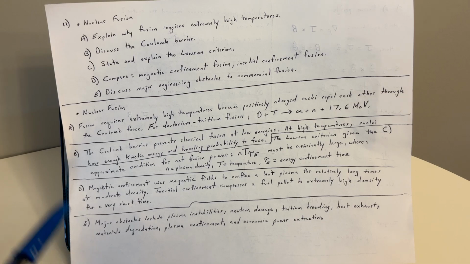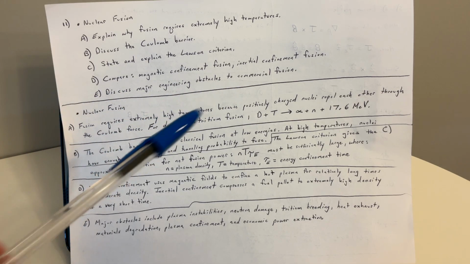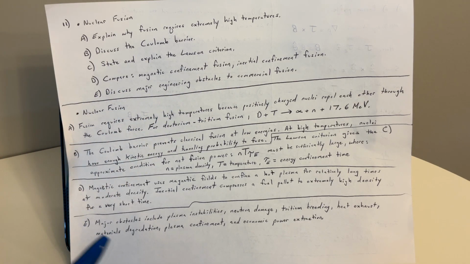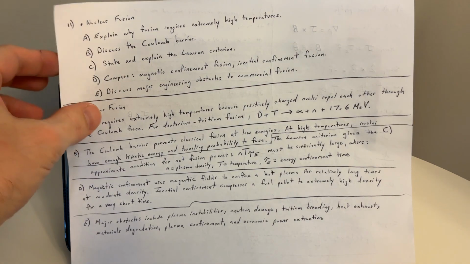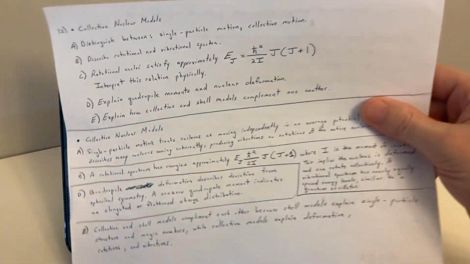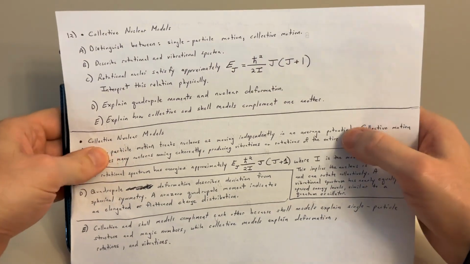Letter E, discuss major engineering obstacles to commercial fusion. Major obstacles include plasma instabilities, neutron damage, tritium breeding, heat exhaust, materials degradation, plasma confinement, and economic power extraction. Okay, so that's number 11. Pardon me if I mispronounce anything. Number 12. Again, these are very canonical.